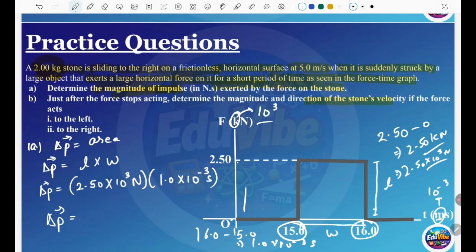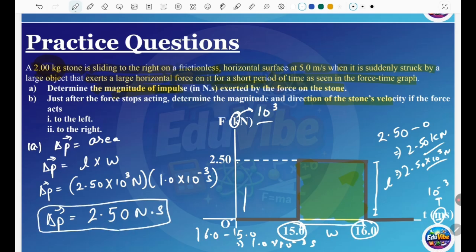So when you calculate, the area will give you the change in impulse. You get about 2.5 newton seconds. You need to keep it to 3 significant figures, so you get about 2.50 newton seconds. So this is the change in impulse which you have to find for this one.